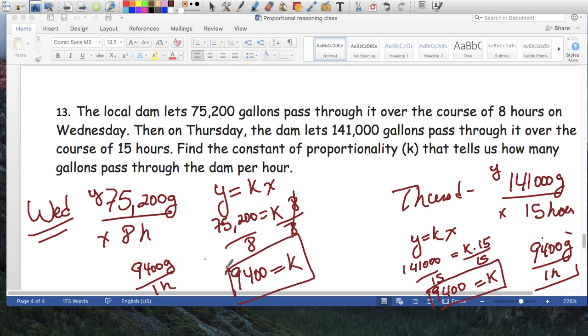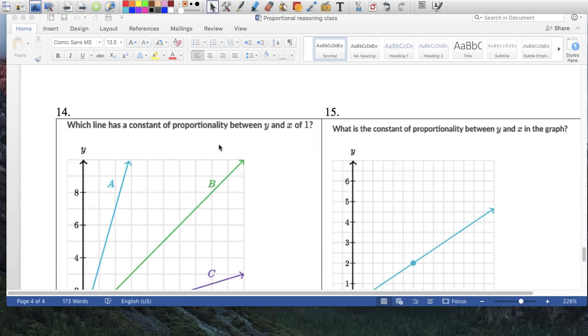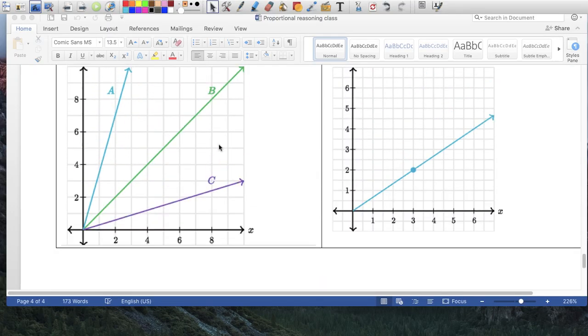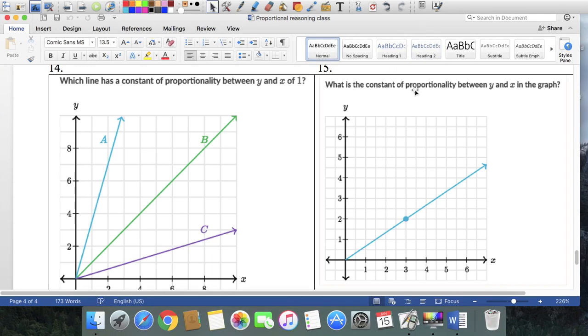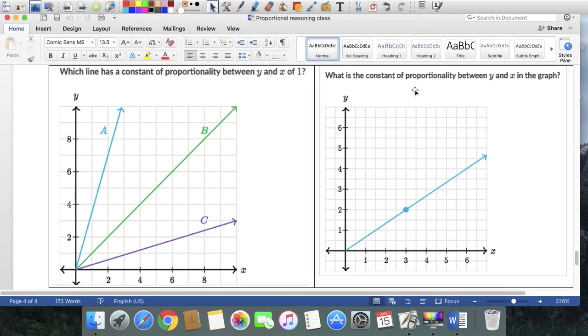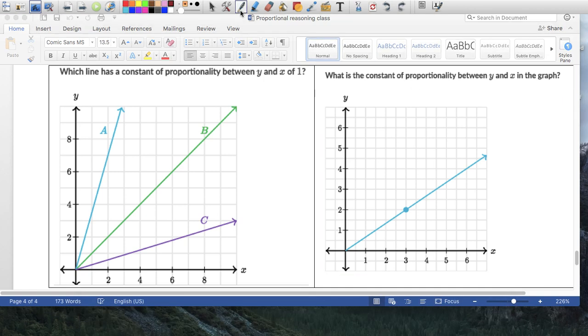C, just make sure. Is there a point we can pick? Yeah, we can pick this point here, 10 and 3. So I pick 10 for X and 3 for Y. So K equals Y over X, K equals 3 over 10, and that's definitely not 1. So the answer is line B. What is the constant of proportionality between Y and X in this graph? They picked a little dot there, but you could pick that point. Is there any other point we could pick? Yeah, we could pick this point over here. So either this one or this one, or any other that intersects nicely. This one looks like it does.